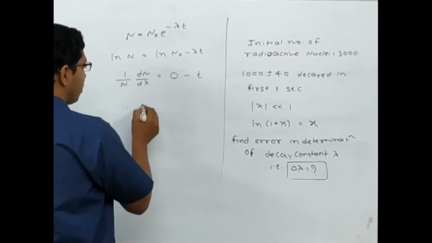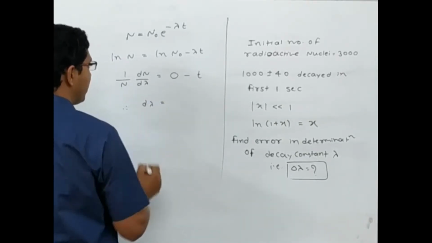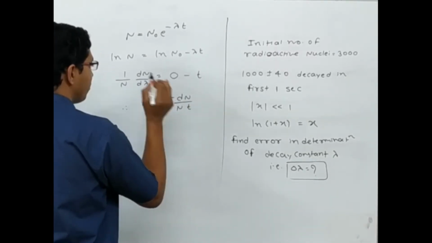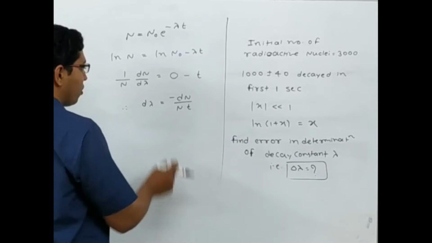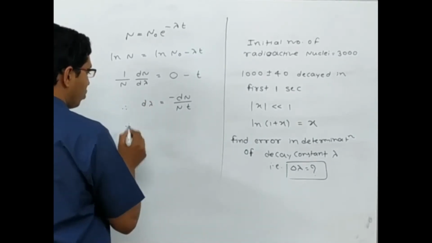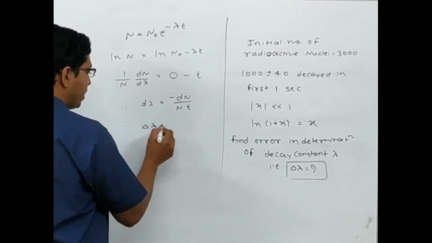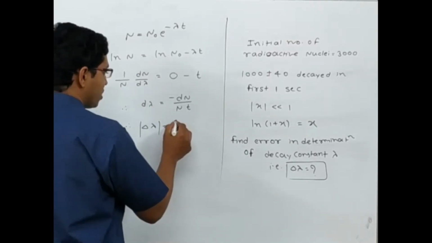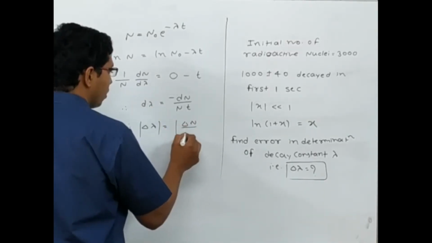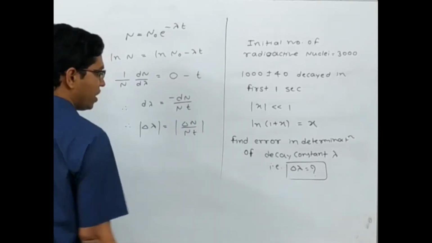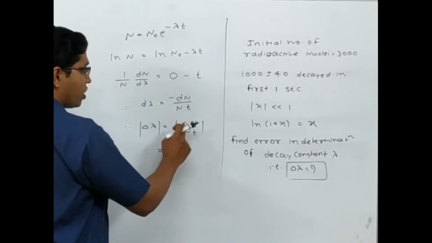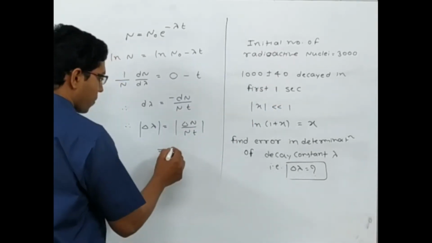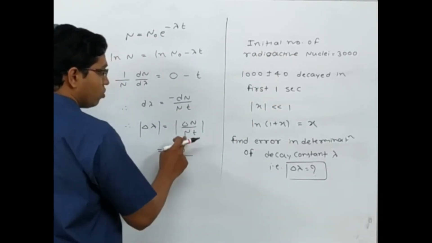Therefore, d lambda, I can write it as dn upon n into t with a minus sign. Now because this is very small and I want to find the error, I should write delta lambda. If I take a mod, I'll get a positive error. This will be delta n upon n into t. Now I know the value of delta n. Delta n is given as 40, and I certainly know what is n.